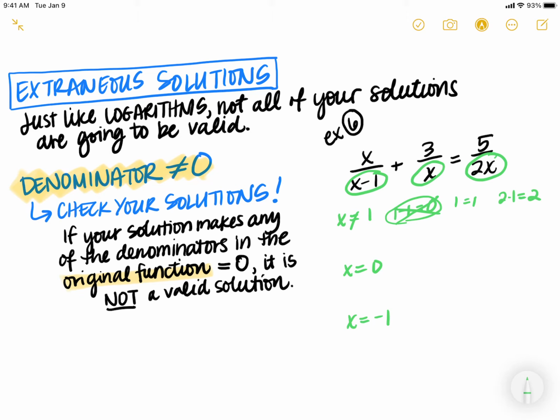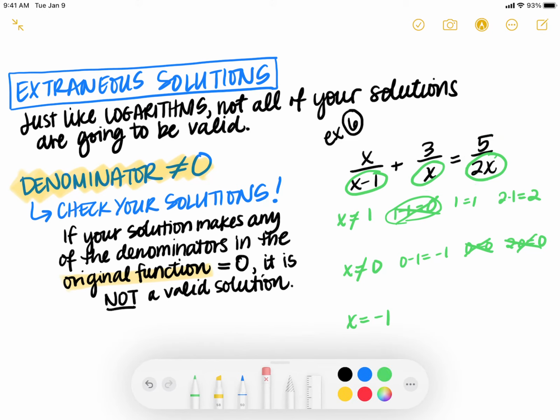Let's try 0. 0 minus 1 is negative 1. That one's okay. 0, well, just equals 0. So that means in this term right here, we would be having 3 divided by 0. That doesn't work. And even in this term right here, 2 times 0 is 0. So I would have 5 divided by 0. That one doesn't work either. Now, because those don't work out, I cannot use the solution of 0. I can't use it.